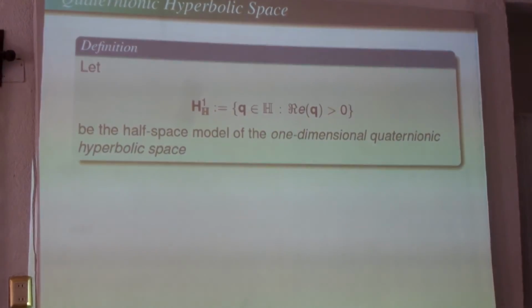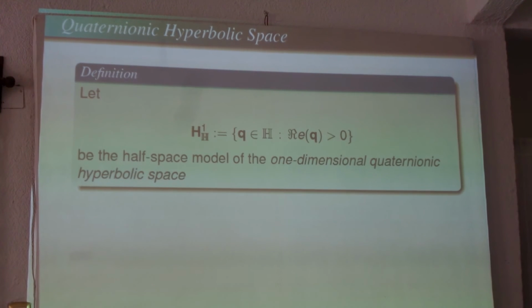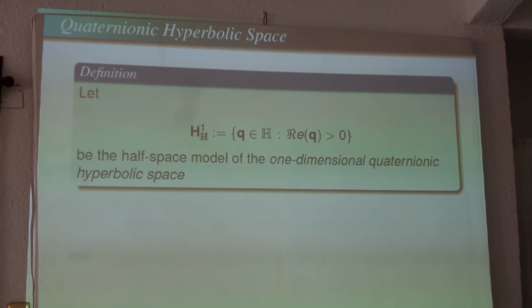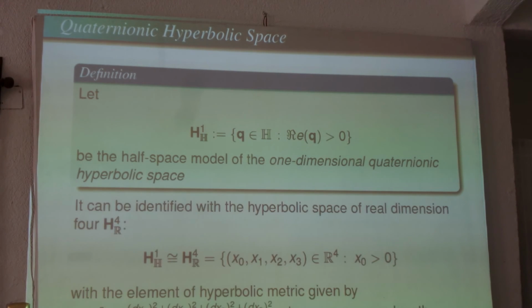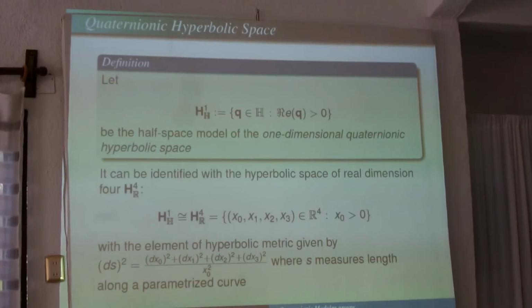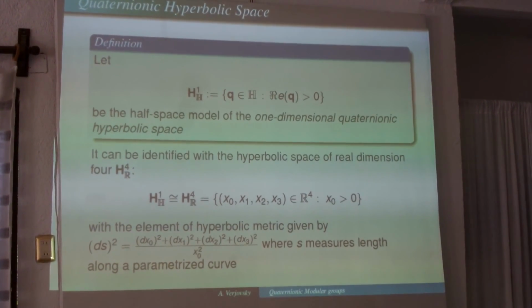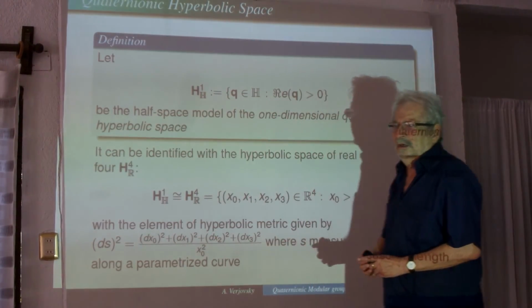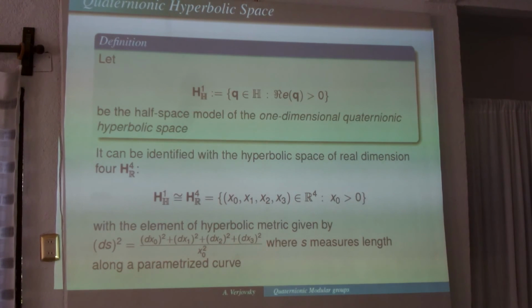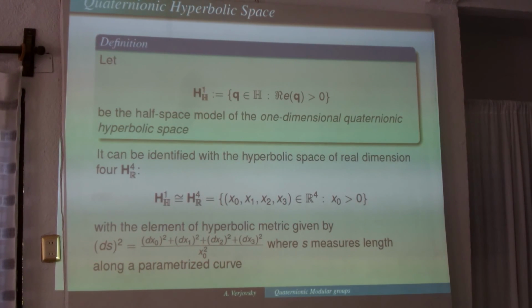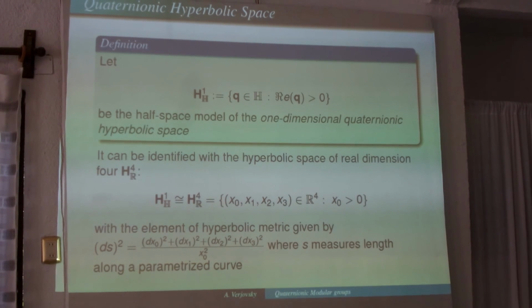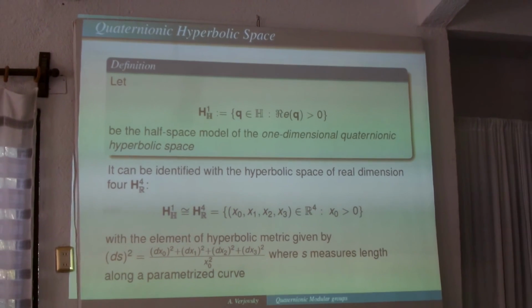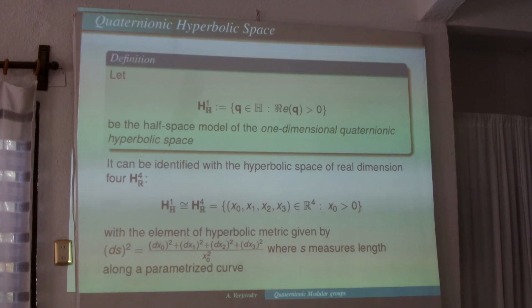So many times I will make a mistake and say upper half plane, but this is what I mean. In fact, it is an upper half space, a 4-dimensional space. As usual, we can provide this space with the hyperbolic metric, which is a conformal metric. With this metric, the right half space is a complete metric space of constant negative curvature equal to -1.